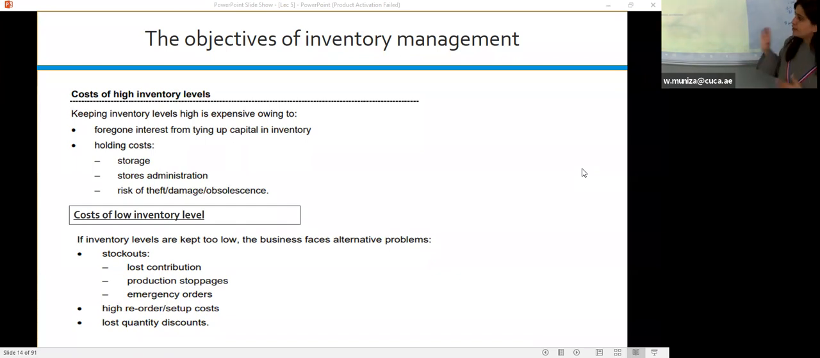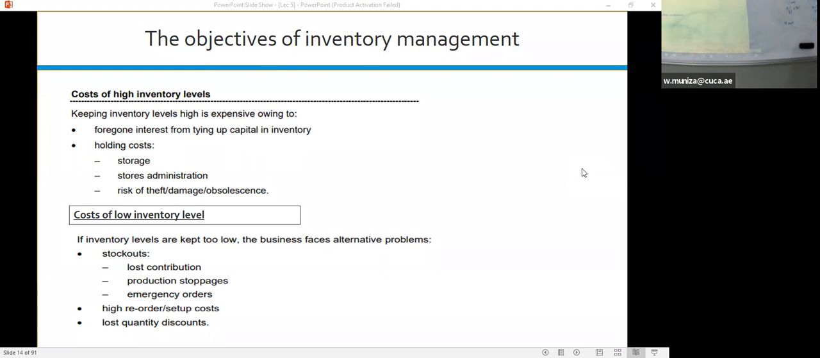On the other hand, we do have the cost of ordering inventory as well. Say, for example, whenever you have to make an order, admin cost is going to be there. Obviously, whenever you have to order, there will be transport cost also. So there are certain costs involved in ordering the inventory as well. In your examination, you must be able to calculate the cost of holding and the cost of ordering inventory.